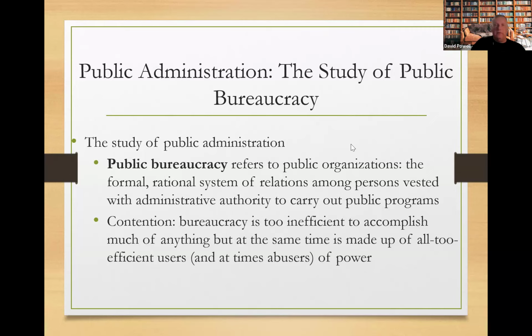So first off, it is formal in that it is written down. We have these formal organization charts. We have these formal rules and policies and procedures and regulations. So it's a very formal type of arrangement. And it's also a rational system in that there is some rational thought that has gone into how to structure this organization and how this organization operates on a daily basis. So it's a formal rational system of relationships among persons vested with administrative authority.